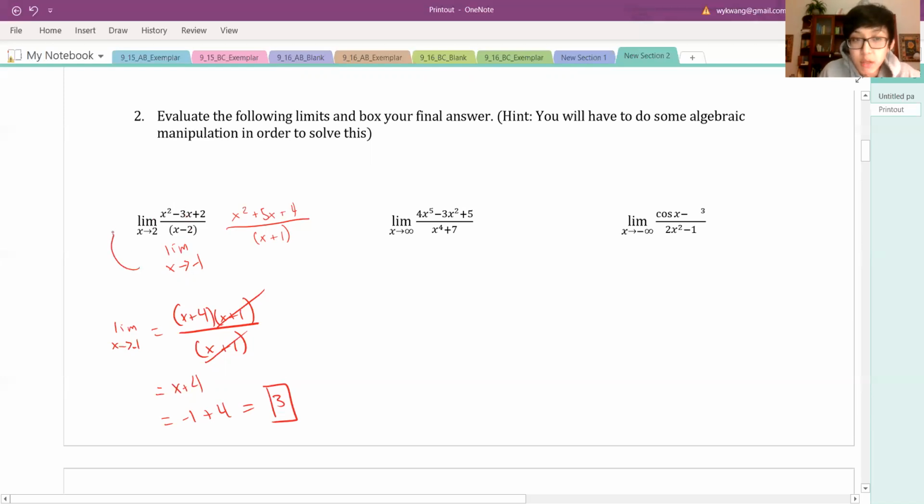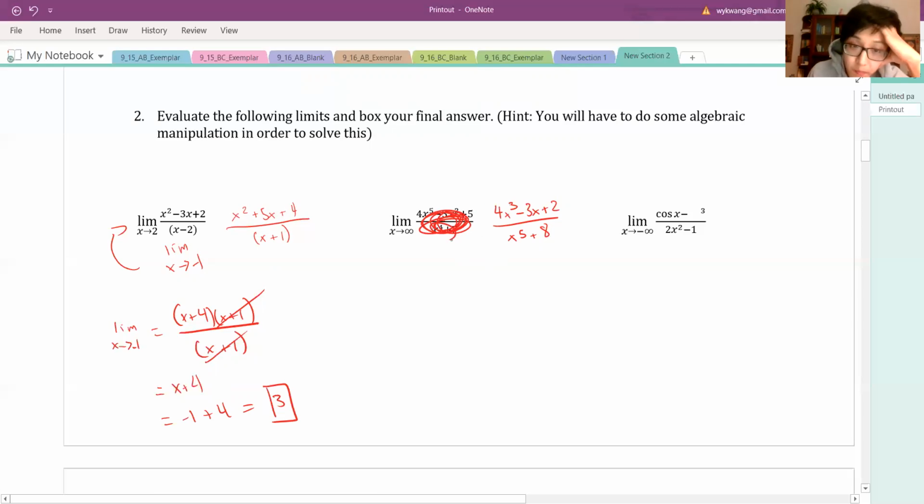The same technique can be used for this problem. So let's see, as x approaches infinity, let's do 4x to the third minus 3x plus 2 over x to the fifth plus 8. So very similar, but not exactly the same.